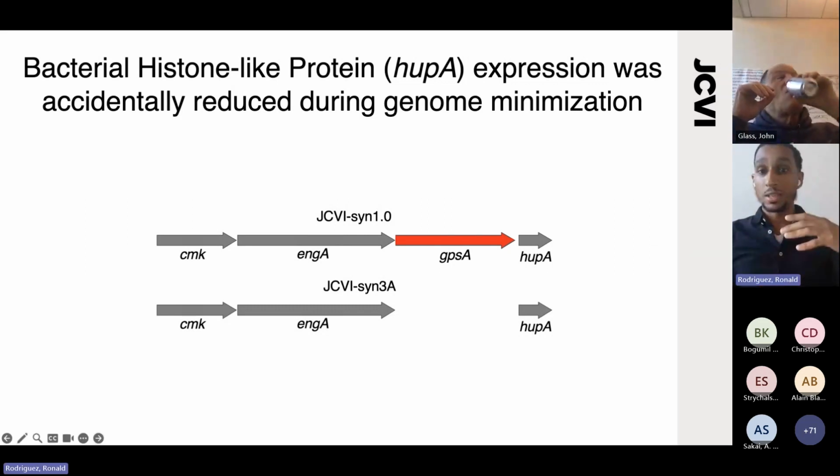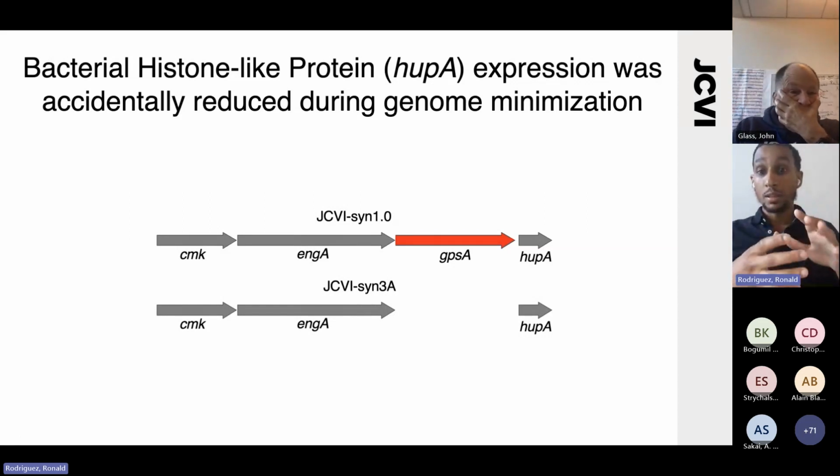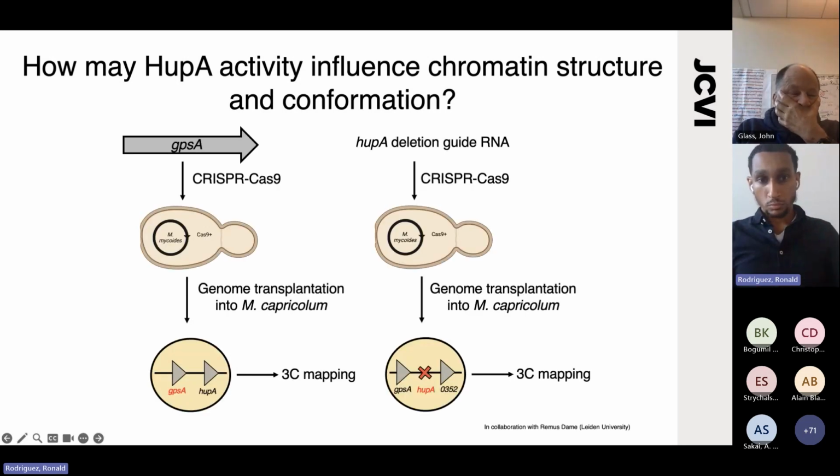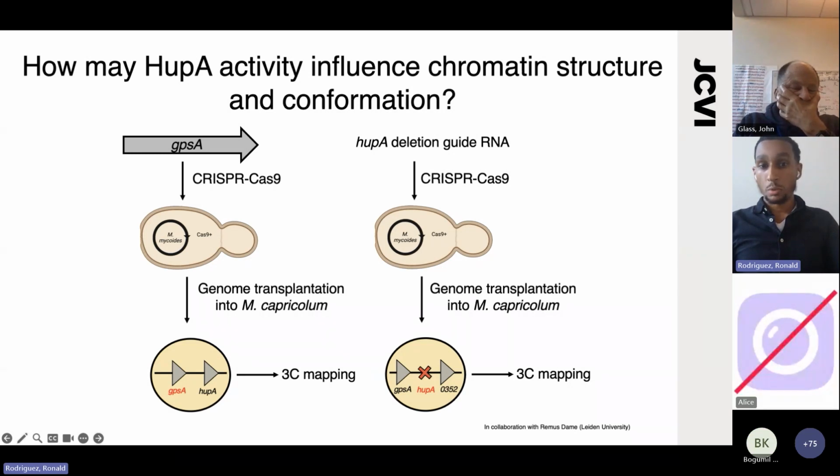One of the things that's interesting to us is that upstream of HUP-A, Syn1 has a gene called GPSA that is definitely absent in Syn3A. So we think that we accidentally messed up the expression of this histone-like protein in the genome minimization process. We're interested in better exploring the role of HUP-A in maintaining the chromosome structure in our minimal cell. To do that, I'm adding GPSA back into our minimal cell, and then we're going to do a 3C mapping experiment with that in parallel with Syn1 DNA.